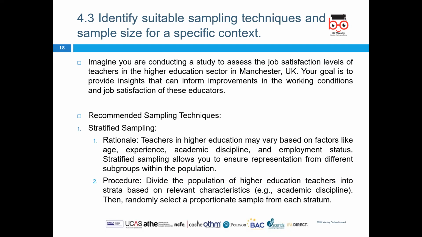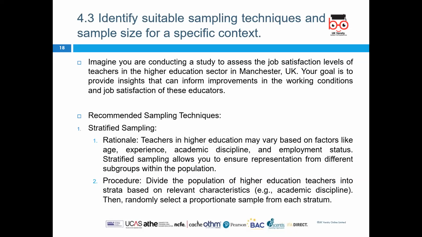So what can be done is that you can use recommended sampling techniques. First of all, you can use stratified sampling. So let's recollect what is stratified sampling. It is basically you create strata of individual units of the population, and then you select from each of the strata. The rationale for selecting stratified sampling is that teachers in higher education may vary based on factors like age, experience, academic discipline, and employment status. So stratified sampling allows you to ensure representation from different subgroups.